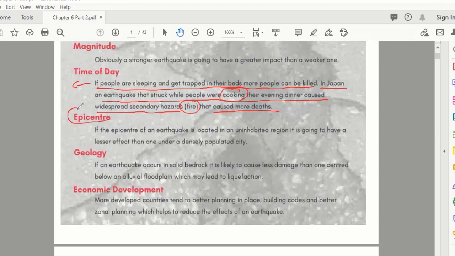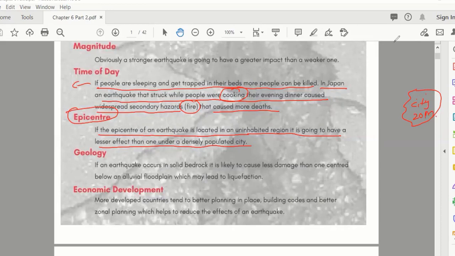After that, you have the epicenter. If the epicenter of an earthquake is located in an uninhabited region, it is going to have a lesser effect than under a densely populated city. For example, you have this area. This is your city. Maybe here you have 20 million people living.